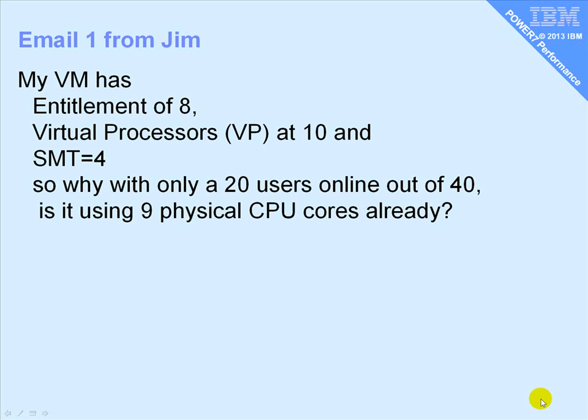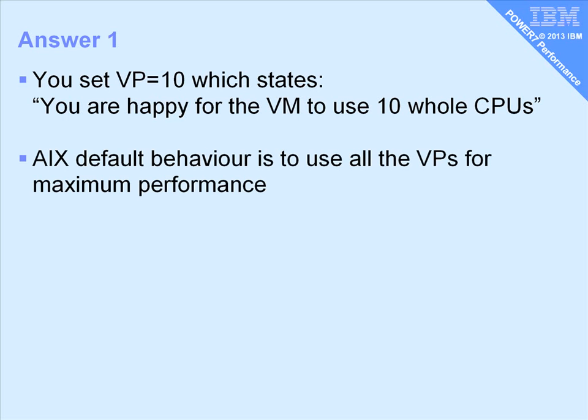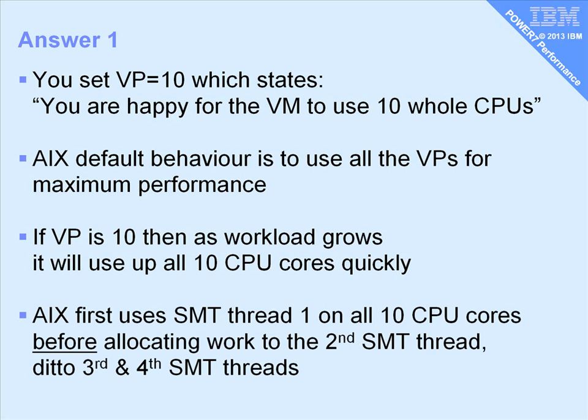Well, Jim, I like your question, and I like your LPAR configuration too. You've got an entitlement of 8, and the VP number is just a bit higher to give yourself a better contingency. But, as you set the VP to 10, you have stated that you're happy with this virtual machine to use 10 whole CPUs. And the default behavior of AIX is to use all 10 virtual processors for maximum performance. That's what most people would actually want. If the VP is 10 and the workload grows, it will quickly grow to use all 10 CPUs. But it'll only be using that first SMT thread on each of those 10 cores. And it will do that for maximum performance.